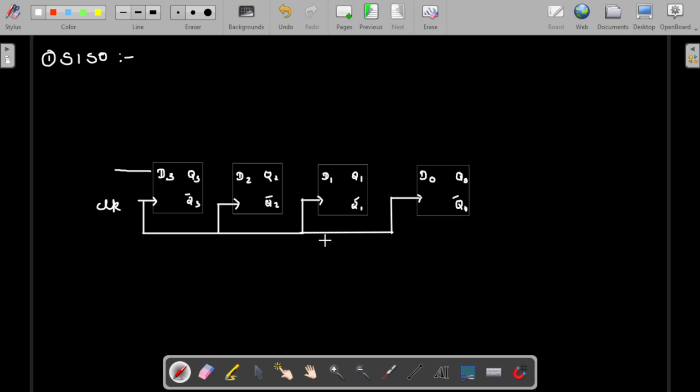Similarly, this output will be connected to this one. Each one's output is connected to the next one's input, because we are going to shift the data here. There is a shifting of things. The input which is coming will be transferred to the output. That is the application that we are going to discuss here. In this case, the input is serial. Serially we are giving input, and the output is also taken serially. That is why we call this topology SISO.